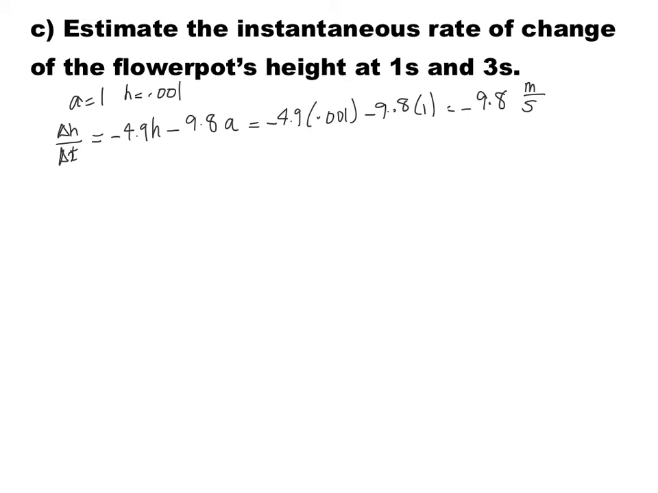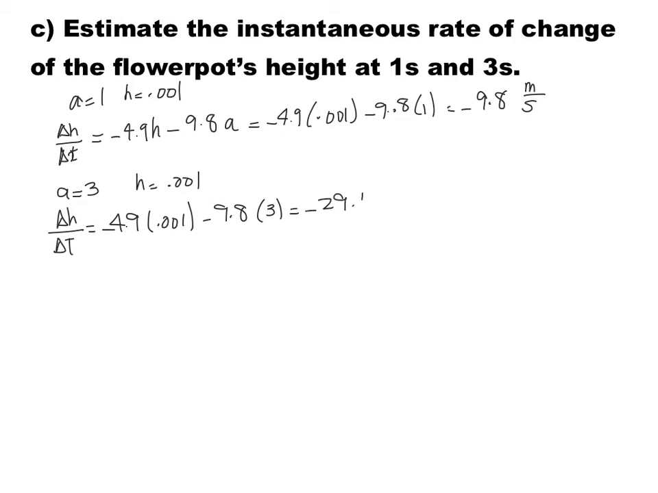And in the case of a equal to 3 seconds, if we use the same value for h, we are going to find delta h over delta t is negative 4.9 times 0.001 minus 9.8 times 3, which is going to give us approximately negative 29.4 meters per second.